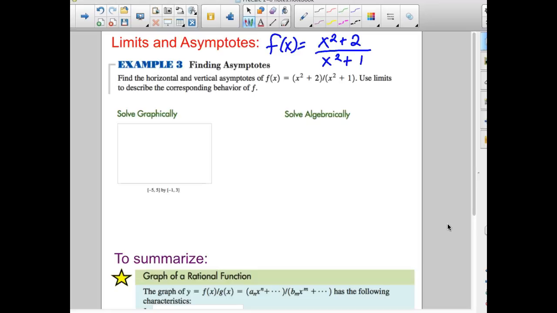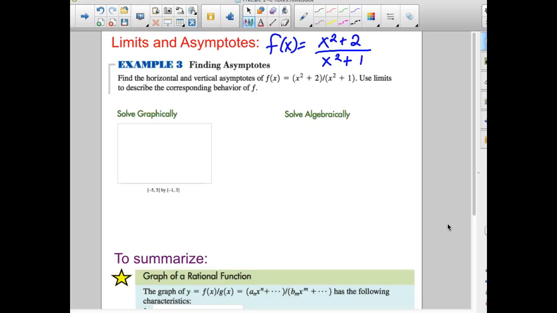All right. It is quadratics, yes? So we don't have linear polynomials anymore, we have quadratic ones. It says just find the horizontal and vertical asymptotes and then describe the behavior of your function using limits. Okay?